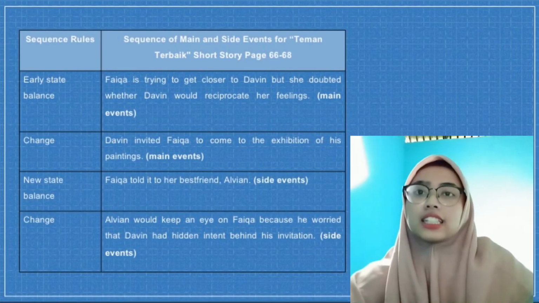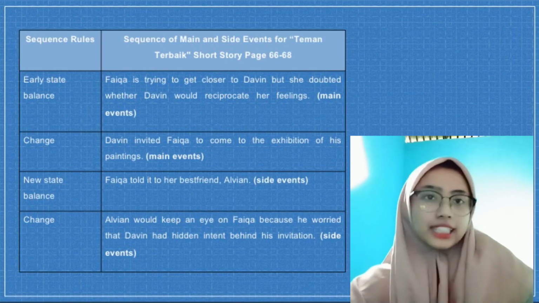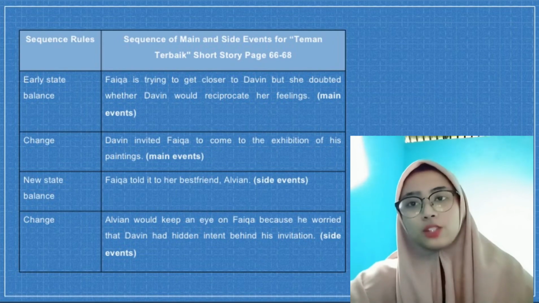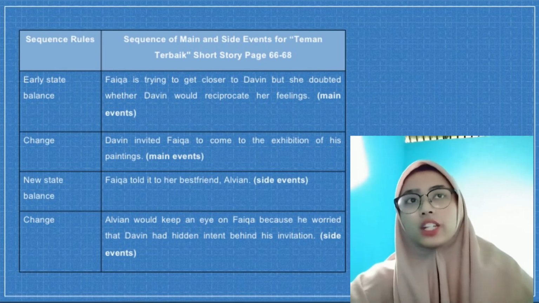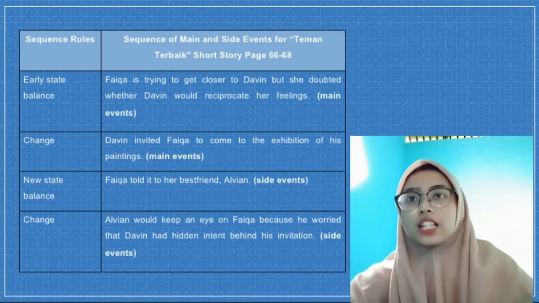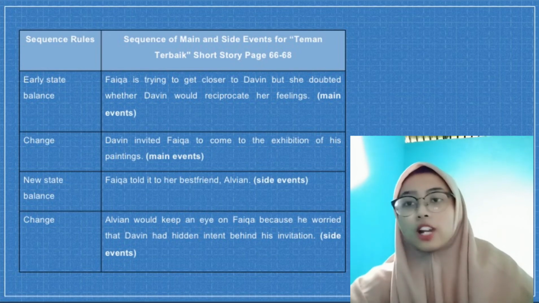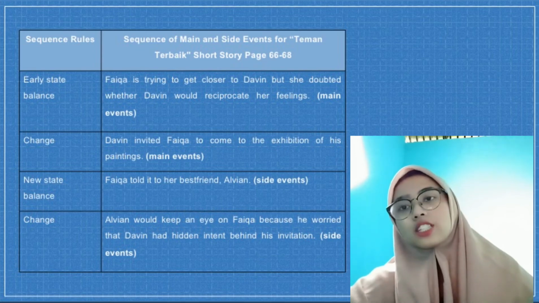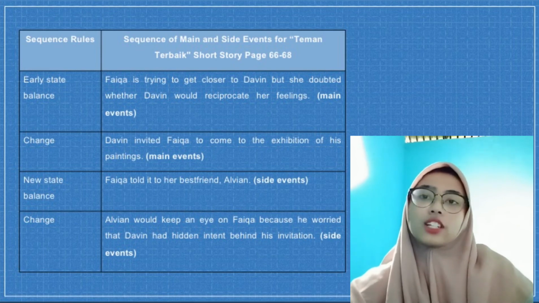And the next is the analysis of Teman Terbaik, page 66 up to 68. First, Faika is trying to get closer to Davin, but she doubted whether Davin would reciprocate her feelings. In the scene, "Aku merasa tatapan itu berbeda. Entah apa yang membuatnya berbeda, tapi aku merasakannya. Bolehkah aku berharap?" It is a part of the main events and early state balance as well, because Faika is trying to get closer to Davin, but she doubted. So with this, she started the first step and then continued with other actions.